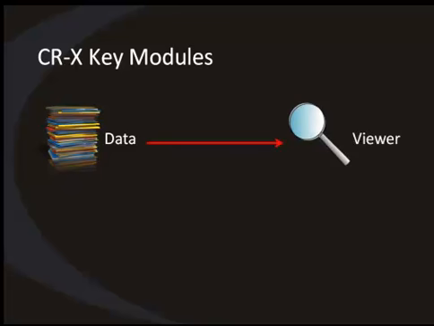CRX has a built-in viewer, much like a spreadsheet. This viewer uses the data definitions created in the data module to display the data directly from the source files. Data does not need to be pre-converted before it is viewed. CRX will automatically, in memory, convert the data prior to displaying it.